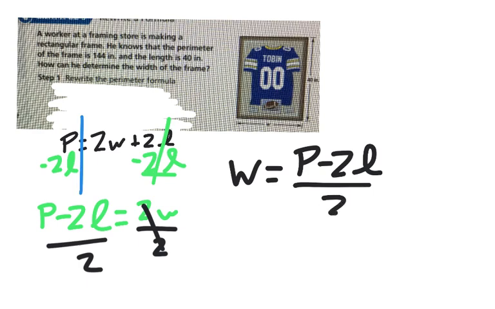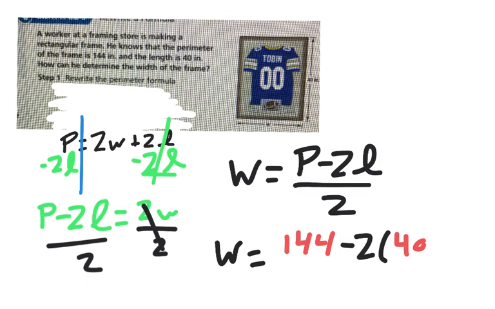Now I know what both of these values are. I know the perimeter and I know the length. It tells me in the problem the perimeter is 144. And it tells me that the length is 40 inches. So I'm just going to substitute those two values in for P and for L.